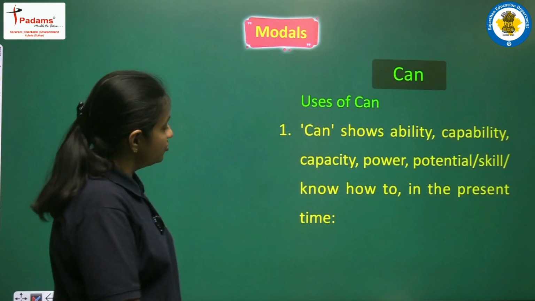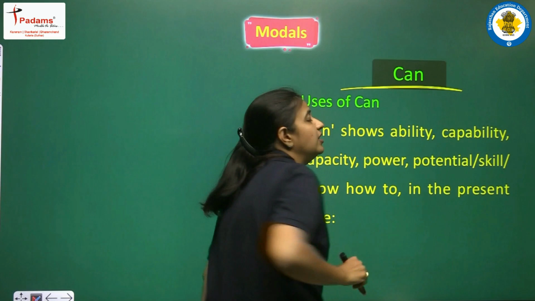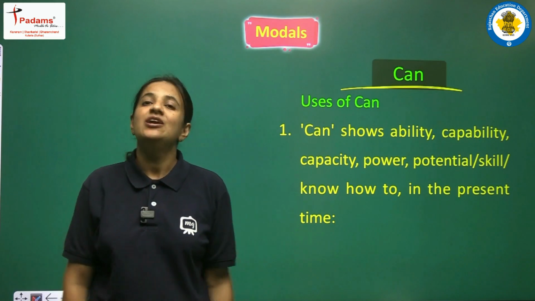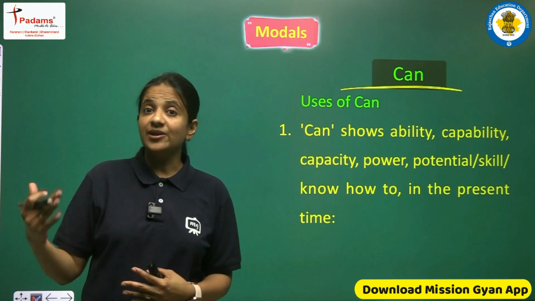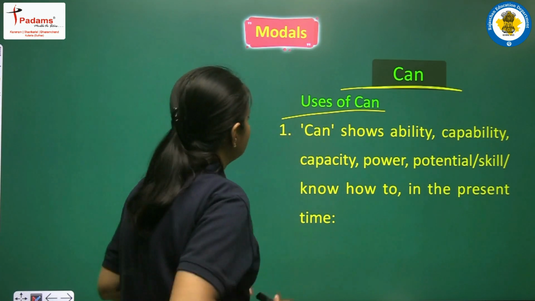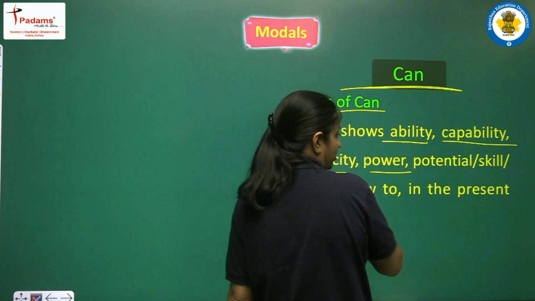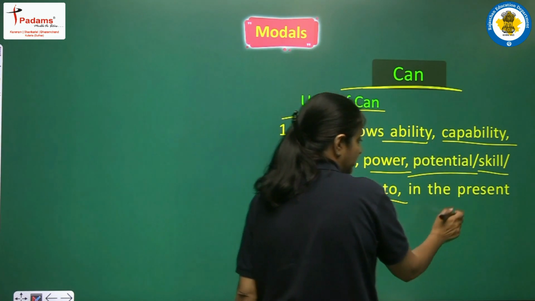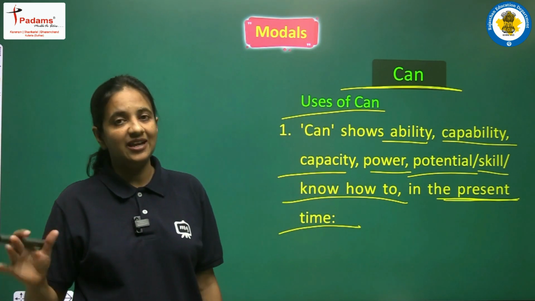Okay, so first of all, let's take our very first modal, that is can. Now we will see all the different uses that this modal can has. It's a very common modal. We all use it in our daily conversation, right? We say things like, yes, I can do it. So let's see the different uses of can. The first use: can shows ability, capability, capacity, power, potential, skill, know-how. But the important thing here is that all these things should be in the present time, or we can say present tense.